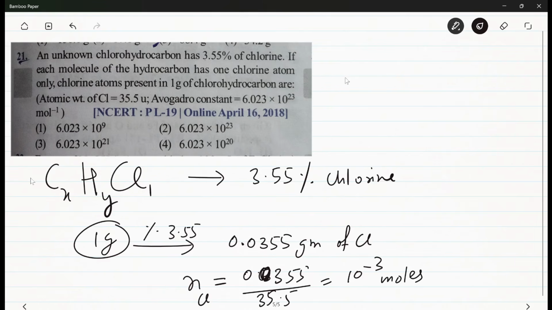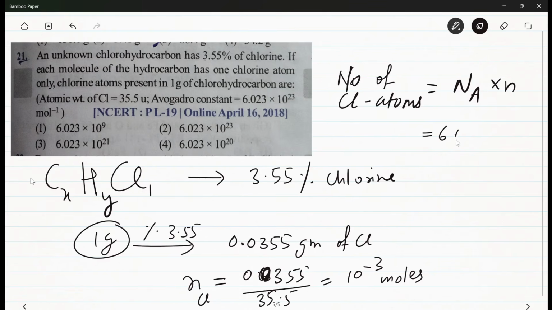Now from moles to number of atoms. Number of Cl atoms is moles into Avogadro's number, which is 6.023 into 10 to the power 23, whole into 10 to the power minus 3. So 6.023 into 10 to the power 20.